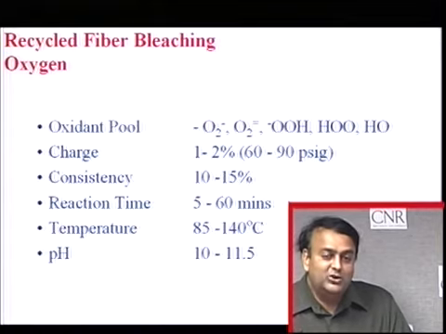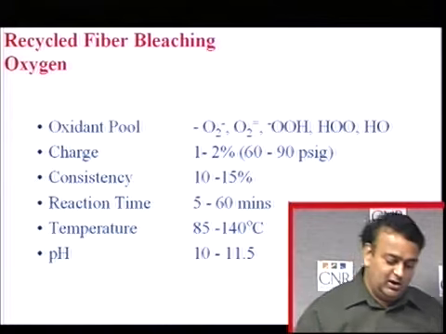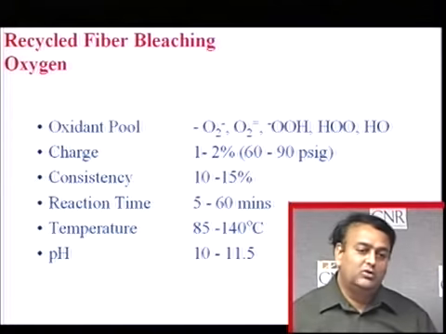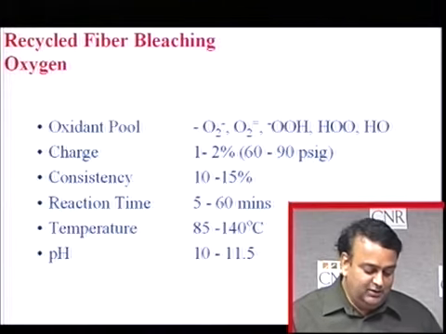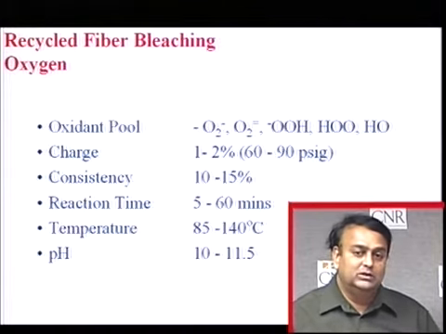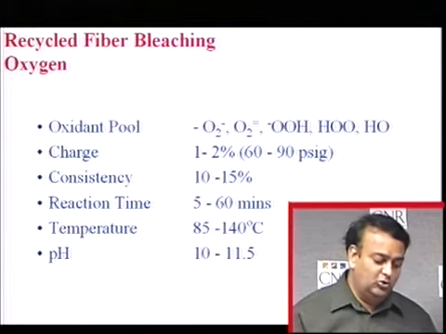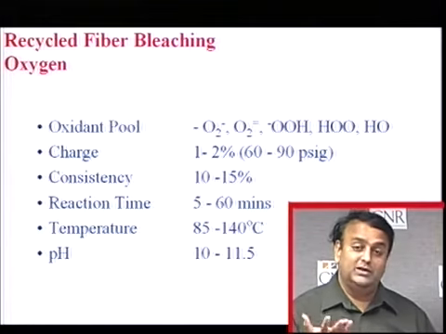The temperature, you need a very high temperature, 85, even up to 140, for oxygen to work. Initial pH, you need 10 to 11. Therefore, you need caustic to go with the oxygen to raise the pH of your pulp.